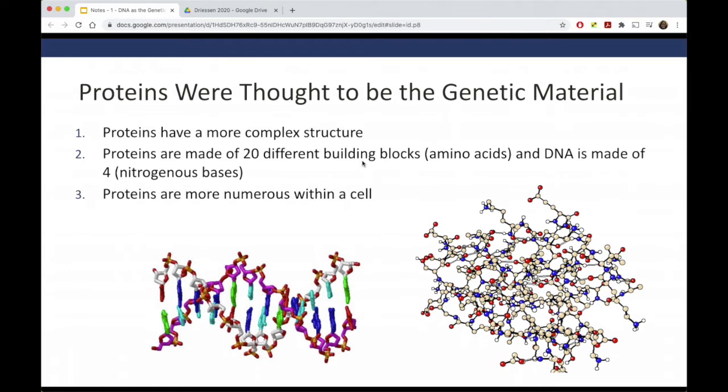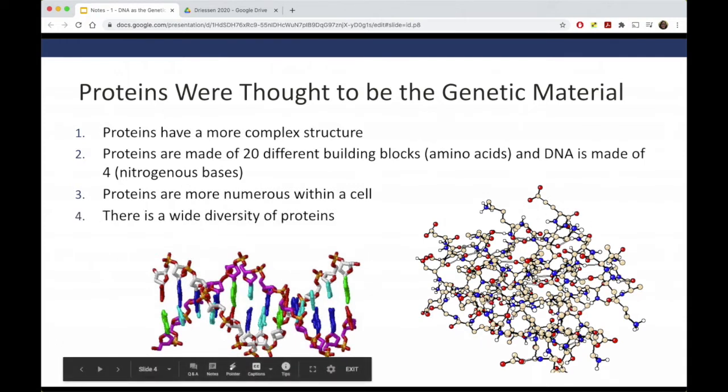They also reasoned that, well, proteins are more numerous. There are more proteins in a cell than any other type of molecule, so maybe that has to do with the fact that they store the genetic information that's used to build that cell and make it work. And lastly, there's also a wide diversity. There are more different types of proteins than any other type, and maybe that can essentially contribute to the different traits that we have.